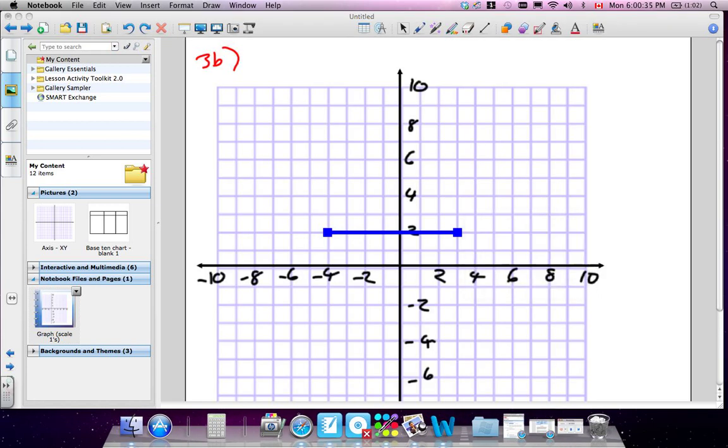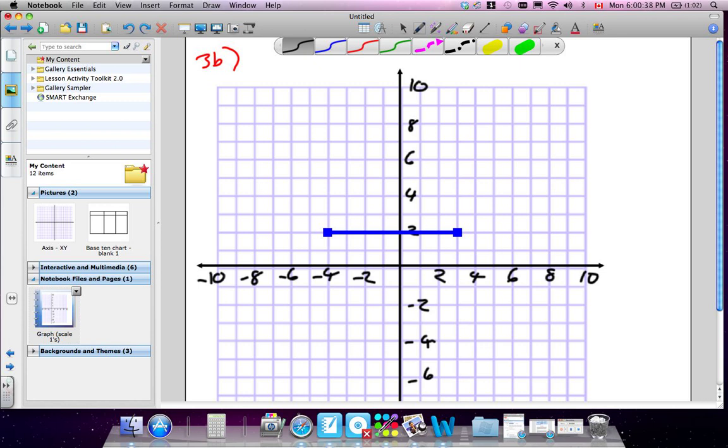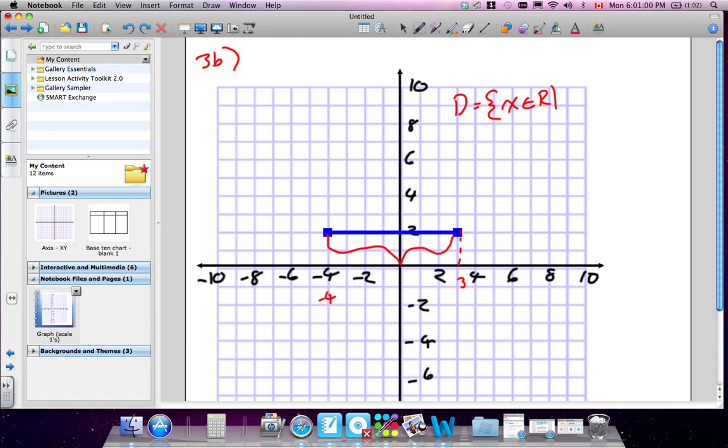Okay, say we're dealing with this function now. This one's a little different. First of all, it's a straight line. So let's deal with the domain. Again, because it is a straight line, it exists at every single x coordinate between there. So we're going to say x is an element of all real numbers, but we put a line because it has restrictions. It also only exists between 3 and negative 4.